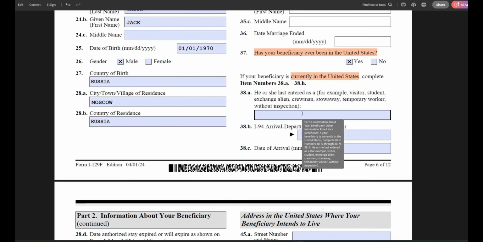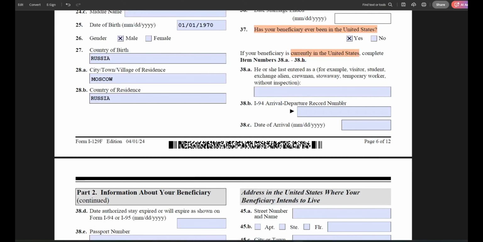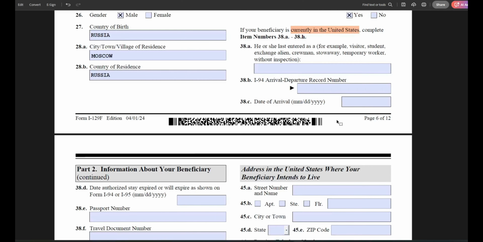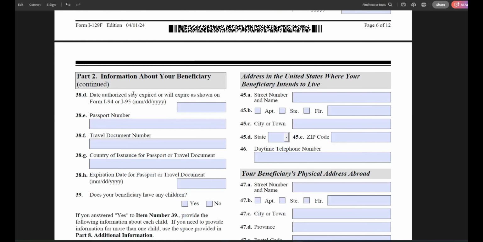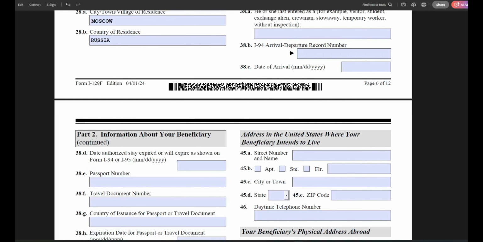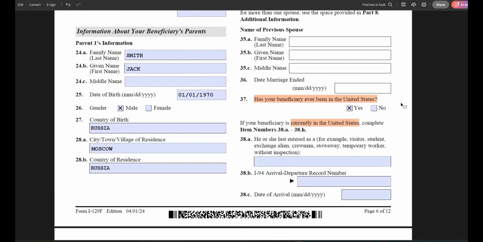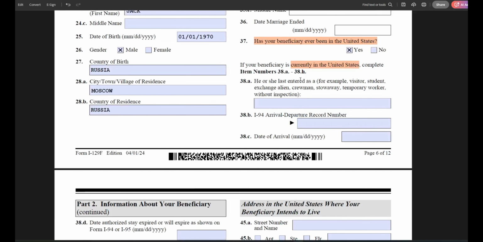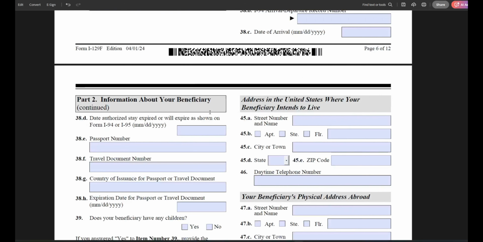So what they entered is their I-94 arrival departure number, which you can, by the way, still obtain on the cbp.gov site, the date they arrived, the date their authorized stay expired, their passport number, country of issuance, and expiration date of that passport. Travel document number and passport number are mutually exclusive. So if your beneficiary has a passport, you can leave the travel document number blank. So let's say that Jane was in the US before but is currently not in the United States, so we will leave this information blank.